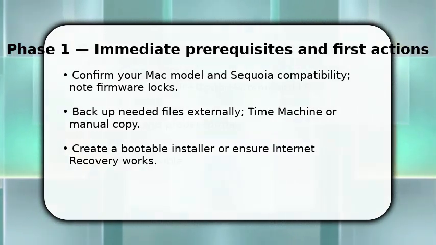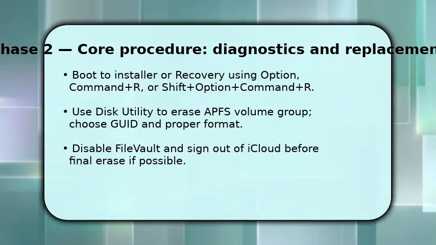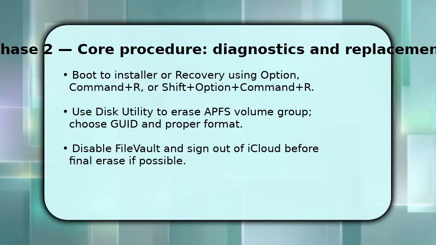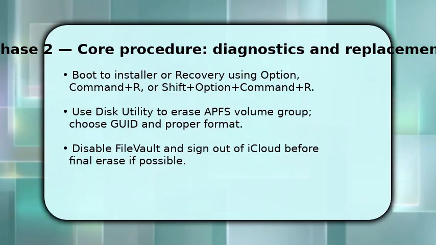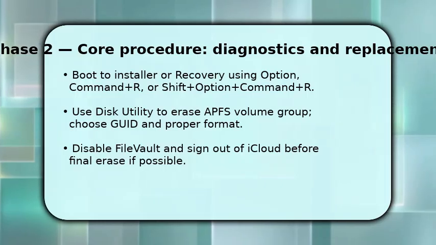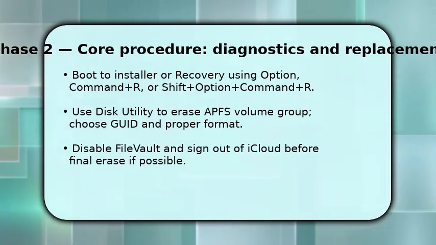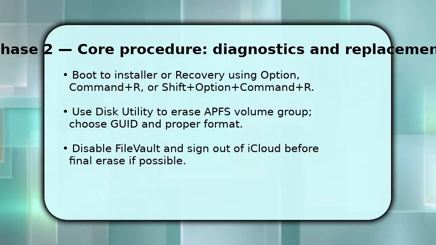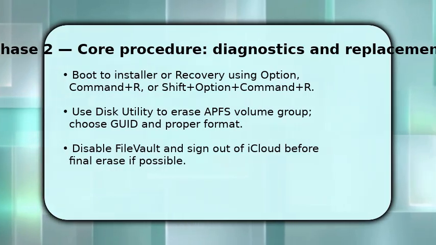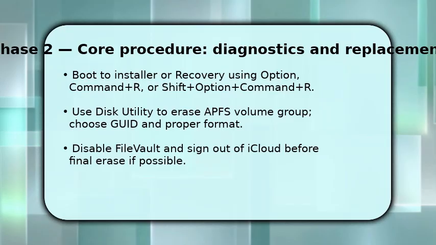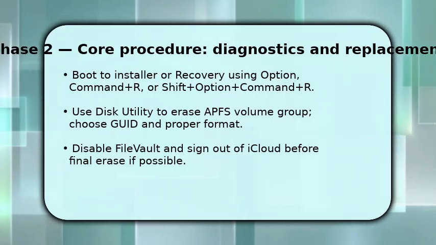Once booted to recovery or the USB installer, open Disk Utility and show all devices. You must erase the APFS volume group, not just a volume. Choose Erase, set scheme to GUID Partition Map and format to APFS, or Mac OS Extended (Journaled) for older Mac OS targets. If FileVault is active, decrypt first.